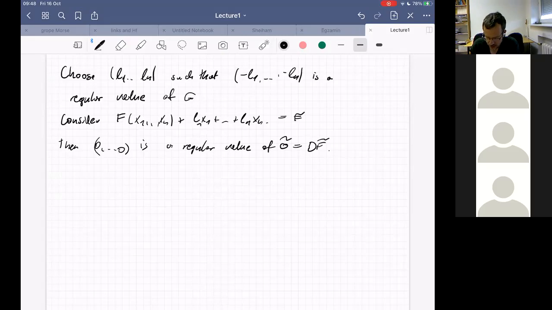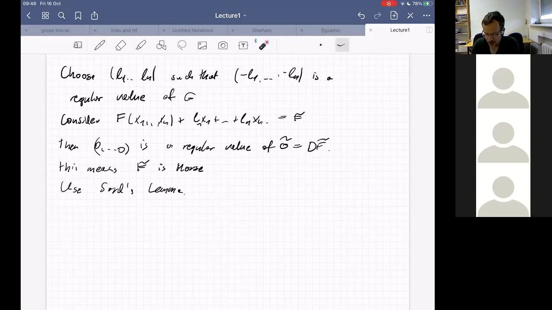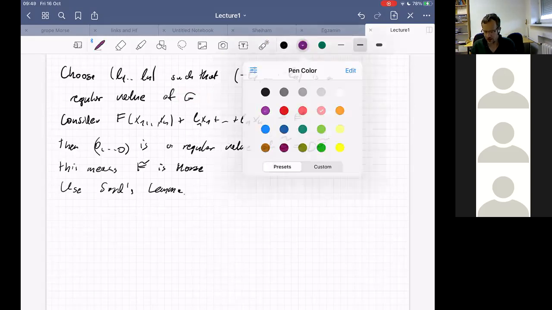Now, that means f tilde is Morse. Okay, and now we use Sard to state that the set of regular values of g is open dense, or full measure, or whatever you want. Okay, so that's the statement. And now a problem.